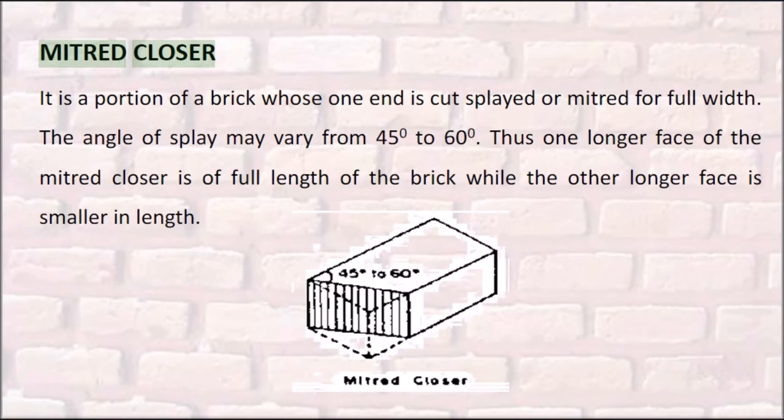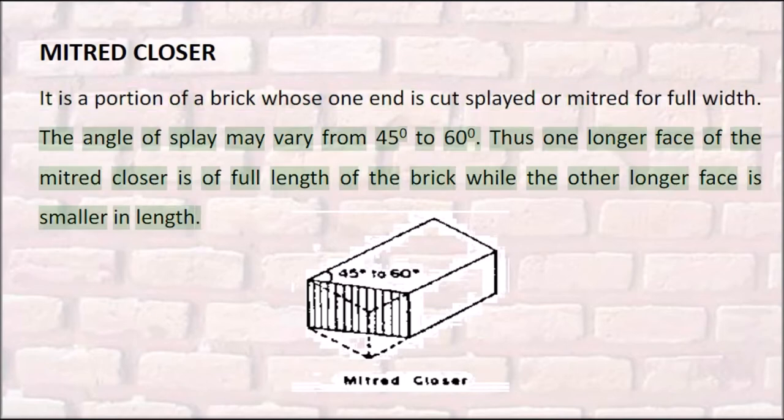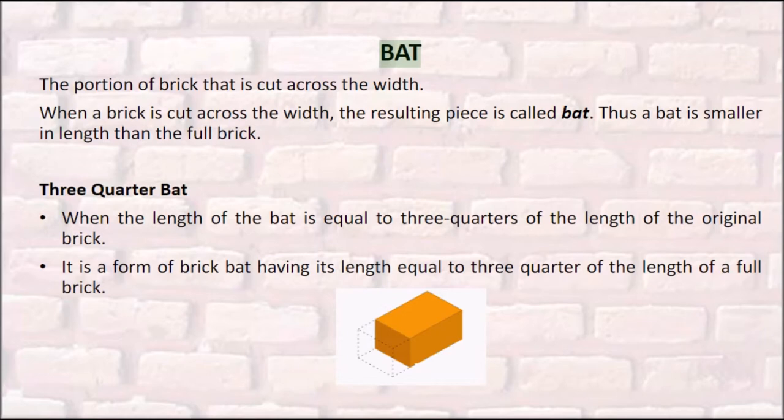Mitered closer. It is a portion of a brick whose one end is cut splayed or mitered for full width. The angle of splay may vary from 45 to 60 degrees. Thus one longer face of the mitered closer is of full length of the brick while the other longer face is smaller in length. Bat. The portion of brick that is cut across the width.